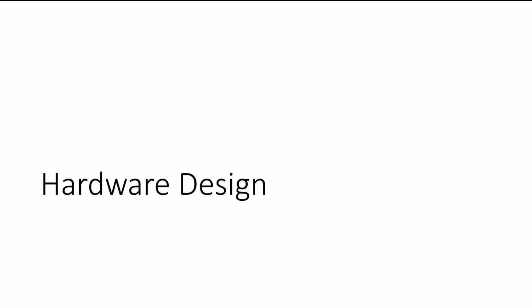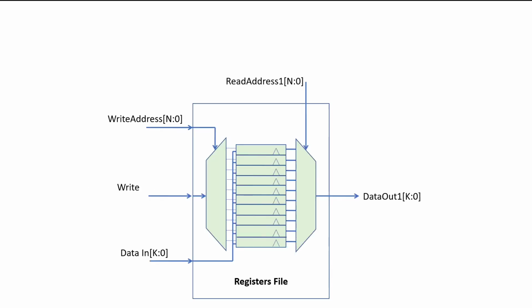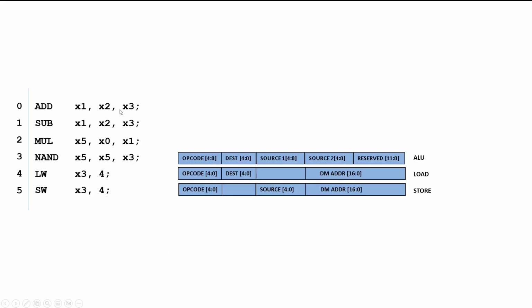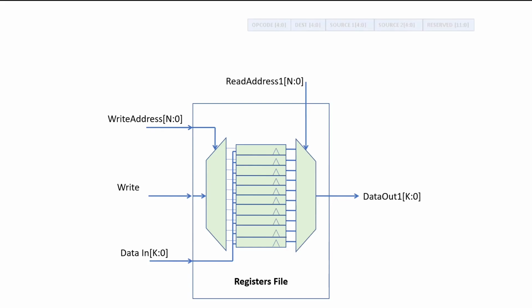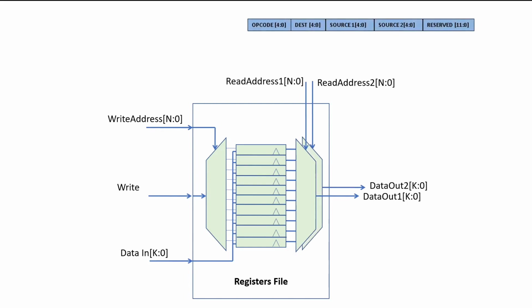Now we can jump to the hardware design. We already saw a register file, but in our case, we need to read two registers at the same time and then add, subtract, or multiply those. So for reading two registers, we can add another mux. Another mux can read from a different address and output data at both addresses.